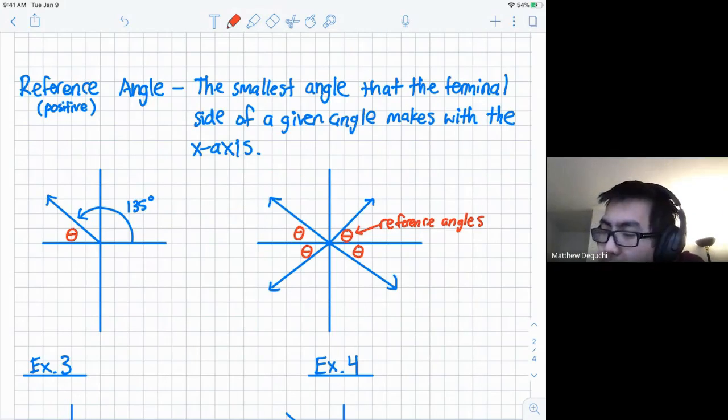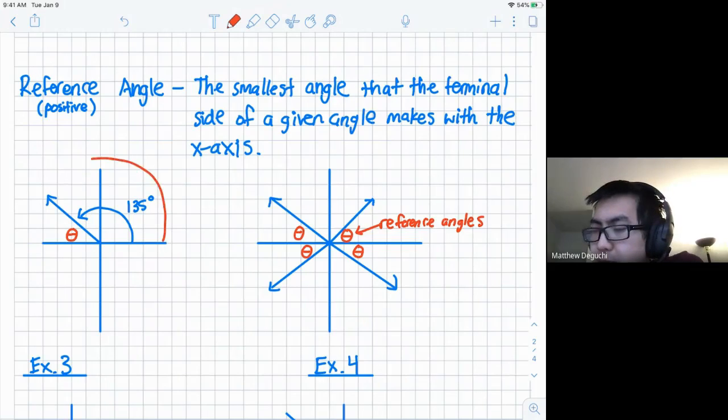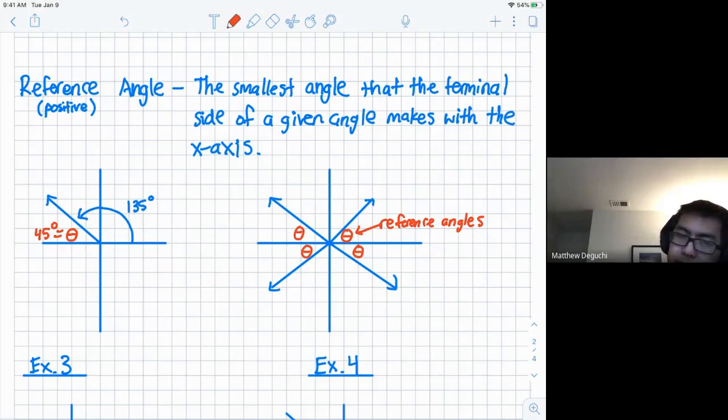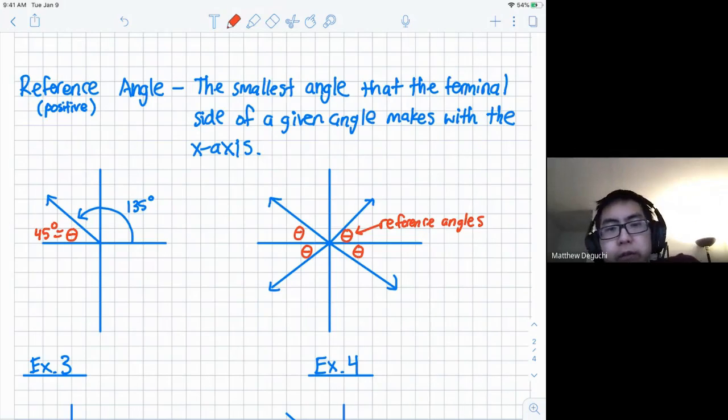Do you notice how that terminal side from the standard position is 135 degrees? If that's 135, do you know how much a whole half circle is? It's 180. So if that amount is 135, then how much is this amount? It's 45 degrees. So this reference angle is 45 degrees. You could do 180 minus 135, and you would have gotten 45 degrees.